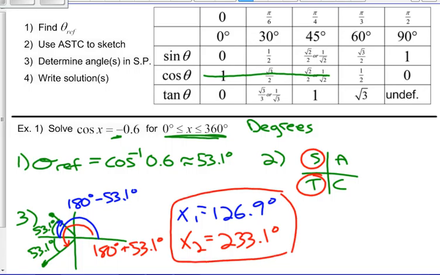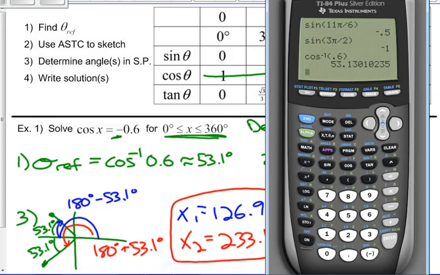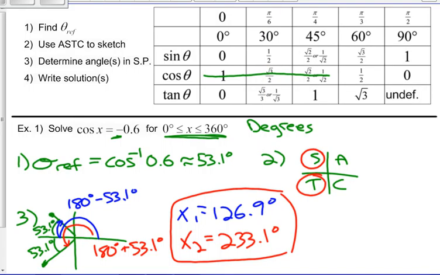And you might say, I don't believe you. I don't think those angles are any good. Well, let's just find out. Throw them back in your calculator. Cosine of 126.9. Oh, geez, I hope it's negative 0.6. Yes, it is, but there's a little rounding error. And that's because we rounded our angle. It's an approximate solution. If we do the same thing with the other solution, 233.1, again, negative 0.6. So we must have done this properly. We found the angles that give us a cosine of negative 0.6.